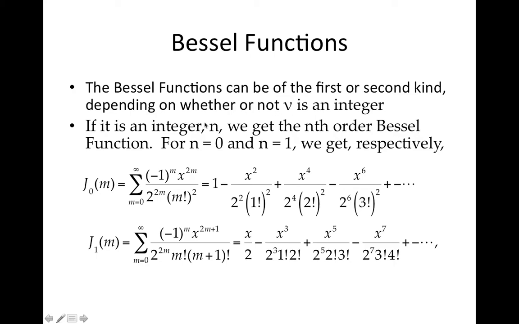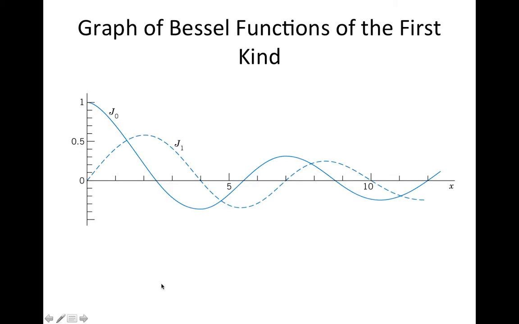What this depends on is whether or not nu is an integer. So if nu is an integer, then we get the nth order Bessel function. And here's an example of n equals 0 and n equals 1. So that would be when nu was an integer. So you can get the 0th order function or J sub 1, the first order. So you're getting the nth order Bessel function. What these look like, they look like this.